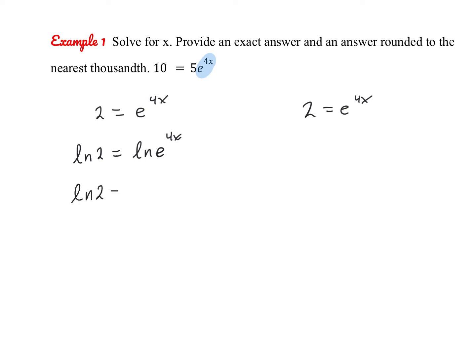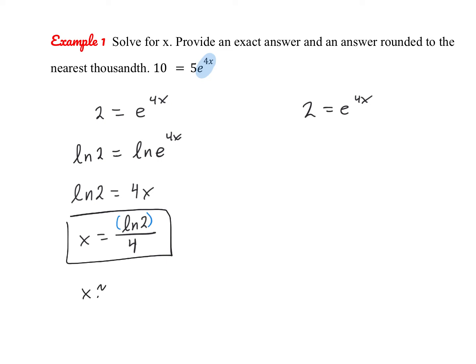So on the right side, this just simplifies to 4x, and then we can divide by 4, so natural log of 2 all over 4. Notice it's not the natural log of 2 over 4, it's the natural log of 2, and then we divide that by 4. Okay, so this is the exact answer. And if we want the decimal approximation, we would just plug that into our calculator, which is actually nice because your calculator should be able to calculate natural logs. So the decimal approximation for this should be 0.173 if you round properly.